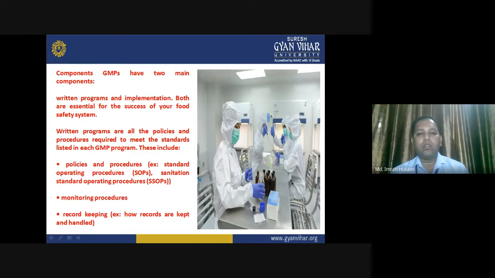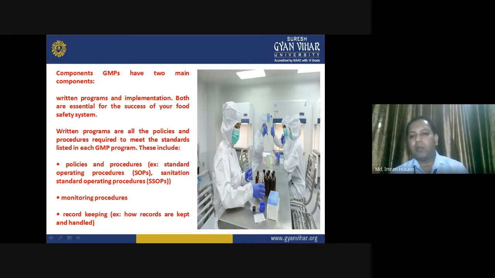Written programs are all the policies and procedures required to meet the standards listed in each GMP program. And what are those standards listed in the GMP program? Policies and procedures. For example, standard operating procedure. So whether it is a machine or a chemical protocol, you always need to follow the procedures, right? In short form, they are known as SOPs, or standard operating procedures.